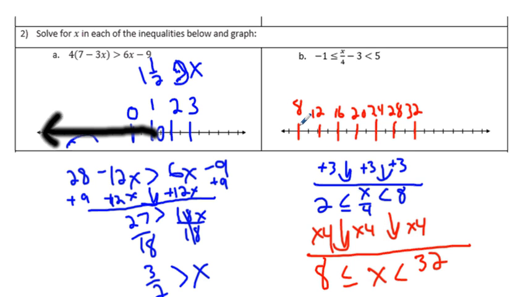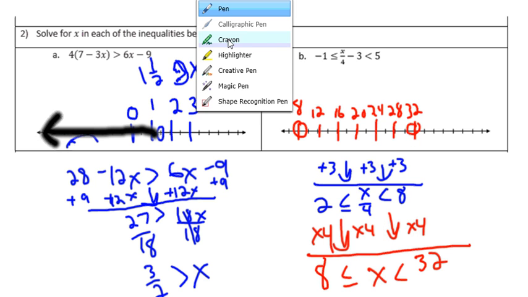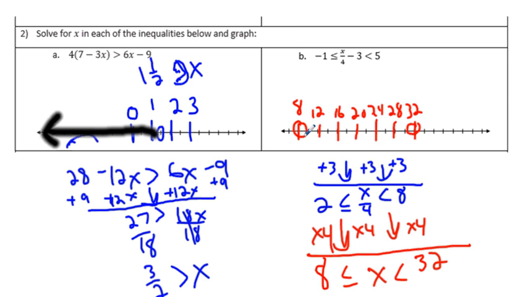Now let's put a little circle here at the 8 and a circle here at the 32. So we're all the real numbers greater than or equal to 8. So we're going to go ahead and shade this in because it's or equal to, and go to the right, and less than 32. We're not going to shade in the 32 because it's just less than. So it's this area right here. All right, so there's our inequality, and there's our graph in the number line.